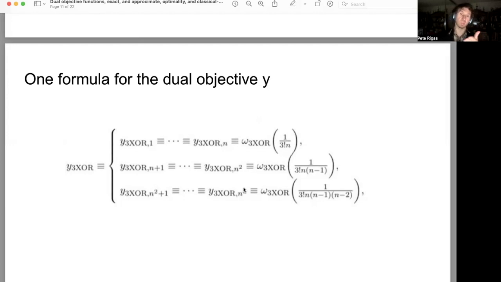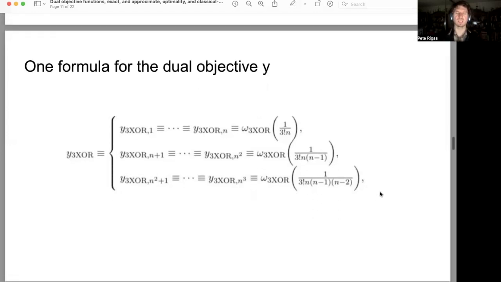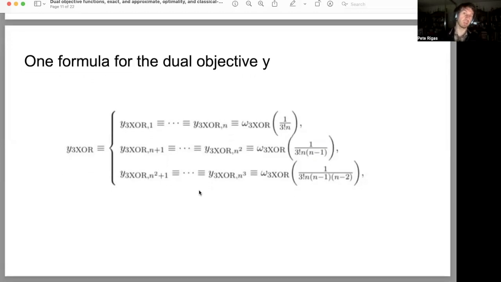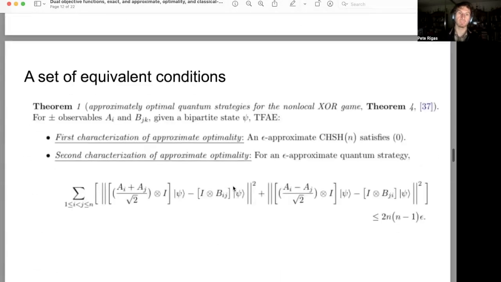or as given in the n squared plus 1 to n cubed components of the dual objective function, n times n minus 1 times n minus 2. So this is exhibiting how different types of structures from the piecewise definition for the dual objective function for the 3 XOR game can come into play, and that will inform other types of comments and observations that we're going to be making later in the presentation.